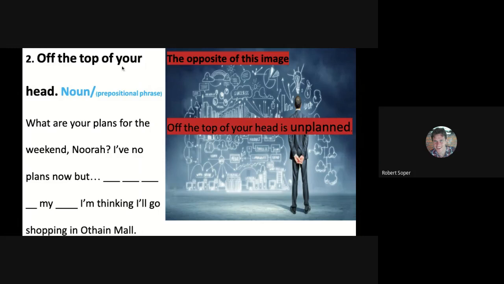You never use off the top of your head when you've actually really, really thought about something. If you've been thinking about something for a long time, you wouldn't use this prepositional phrase. But if somebody asks you a question and you don't think too much about what you're saying, or your answer hasn't involved really any planning beforehand, then you would use off the top of your head.